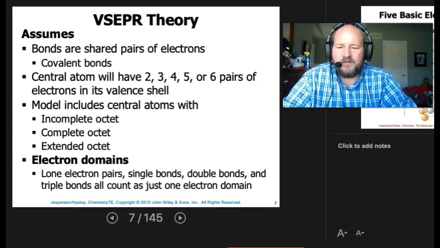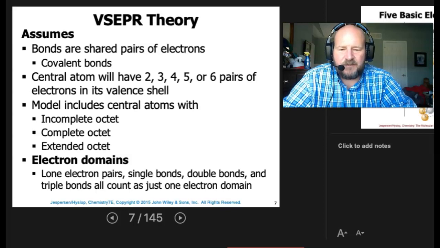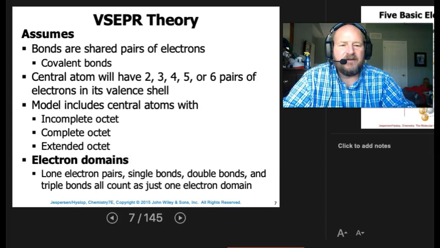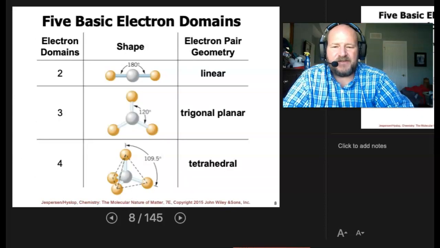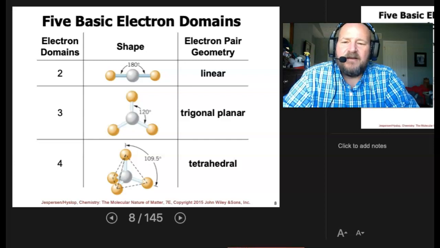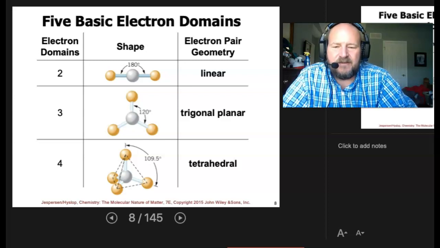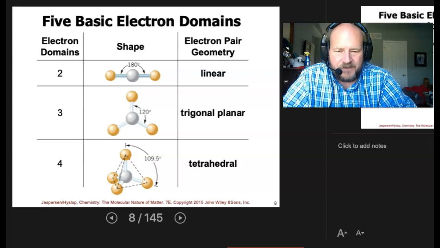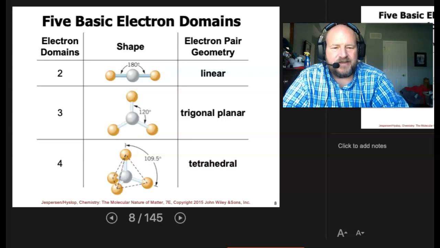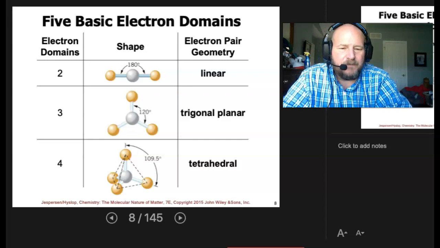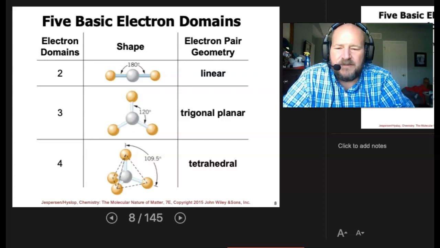The electron domains will be lone electron pairs, single bonds, double bonds, and triple bonds. All count as just one electron domain. So if we look at just having two domains, then the shape is going to be 180 degrees apart, and we call that linear. If we have three domains, remember we're getting as far away from each other as we can, so that's going to give us 120 degrees. It's still going to be a planar molecule, and at that point we say it's trigonal planar. It's got that Mercedes-Benz look if you put a circle around it.